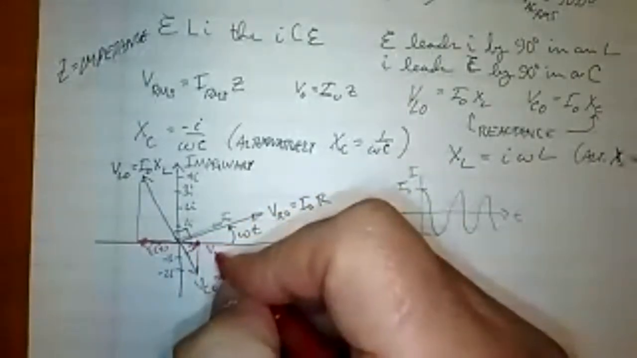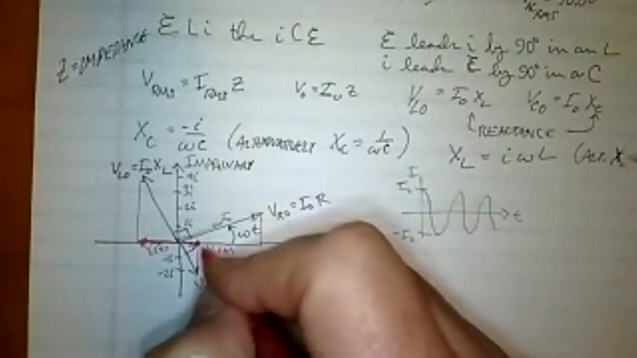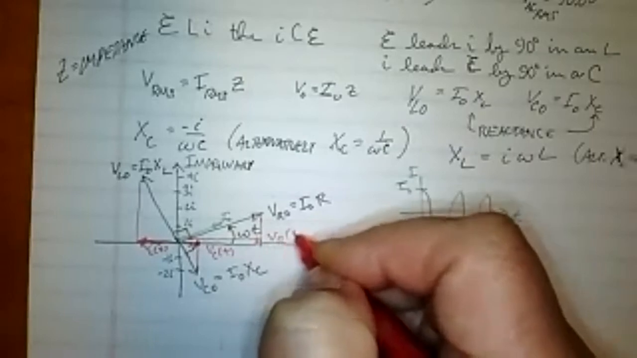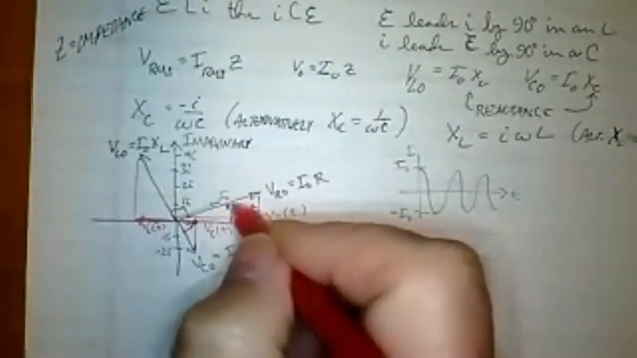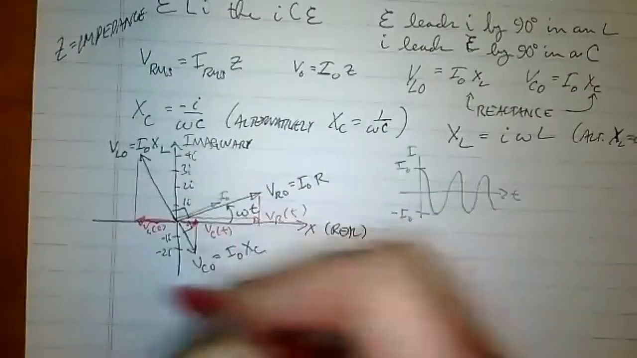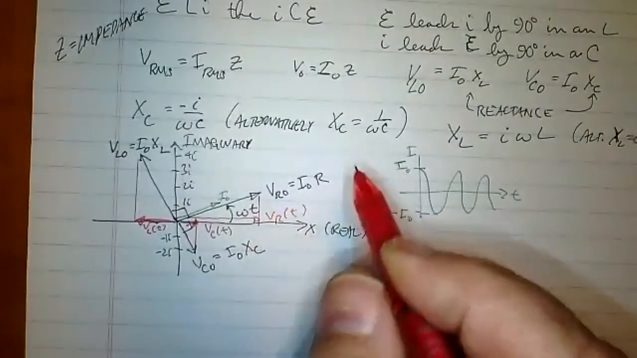This would be VC as a function of time. And this would be VR as a function of time. So we just allow this vector right here to rotate around at an angular frequency of omega. And at any point in time, we can just do the projection about it.